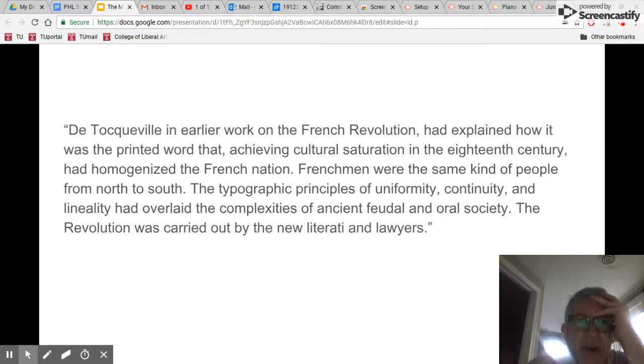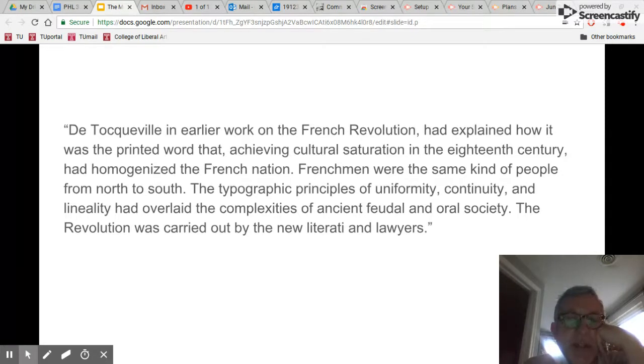De Tocqueville, in earlier work on the French Revolution, had explained how the French Revolution was the printed word that, achieving cultural saturation in the 18th century, had homogenized the French nation. Frenchmen were the same kind of people from north to south. The typographic principles of uniformity, continuity, and lineality had overlaid the complexities of ancient feudal and oral society. The revolution was carried out by the new literati and lawyers.